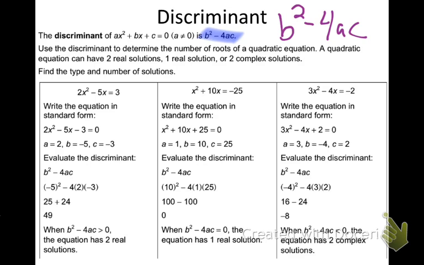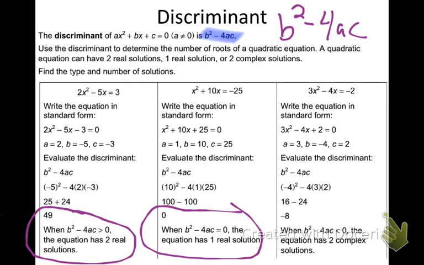So as I look through here, if I get something that's greater than 0, for instance a number like 49, this is what we're doing on Friday, then I'm going to get two real solutions, because my number underneath the radical will be positive. If I get 0 under there, that's when I get one real solution, because that eliminates the radical, giving me just negative b over 2a, which is then my vertex actually.